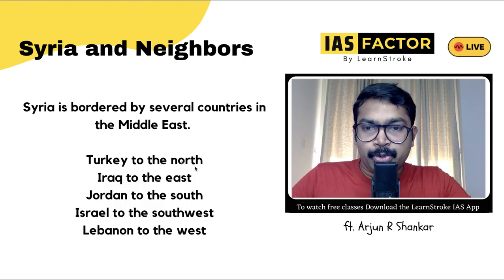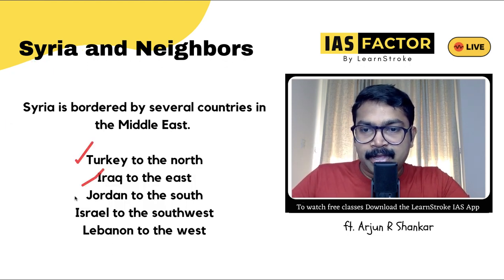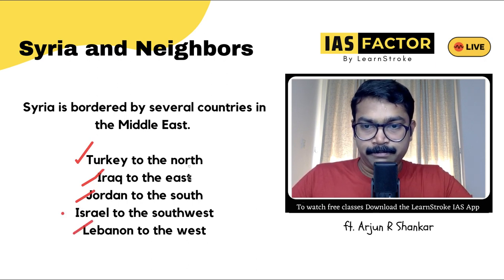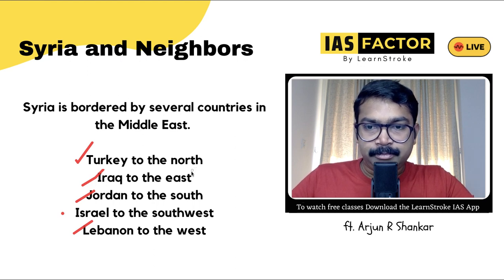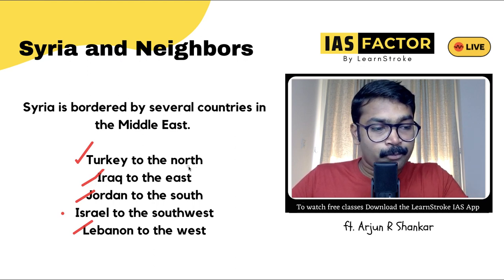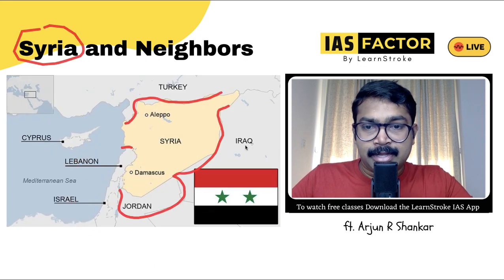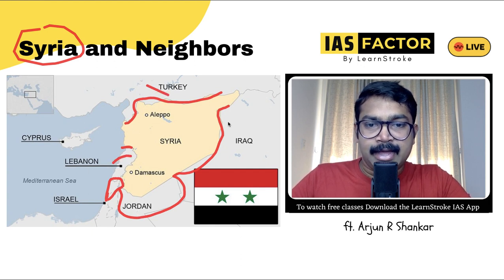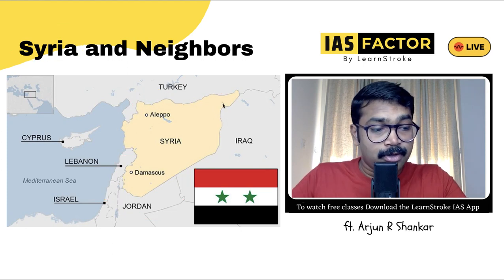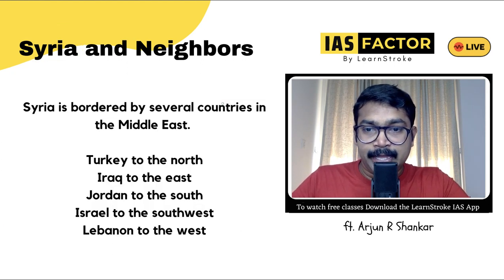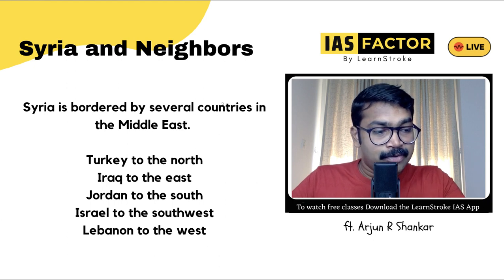Which are the countries? You can see Turkey, Iraq, Jordan, Israel, and Lebanon to the west. So look at this, correct? Let's look at this more clearly. Iraq, Jordan, and maybe parts of Israel. You can mark this. Parts of Israel, Jordan, and definitely Lebanon and Turkey are bordering the country of Syria. So get this: Turkey, Iraq, Jordan, Israel, and Lebanon. So definitely these are the countries.